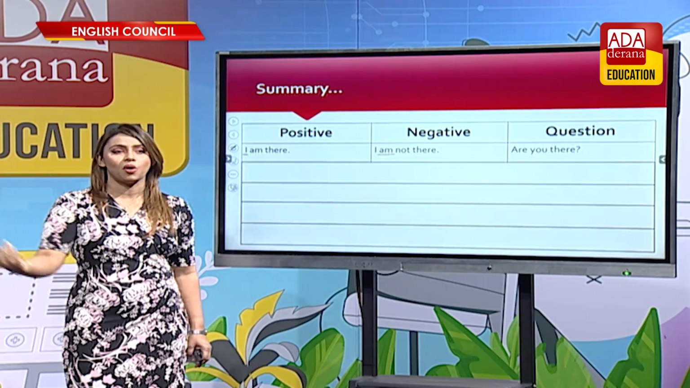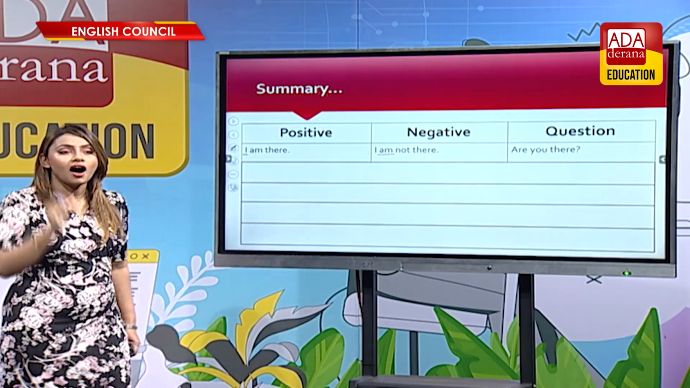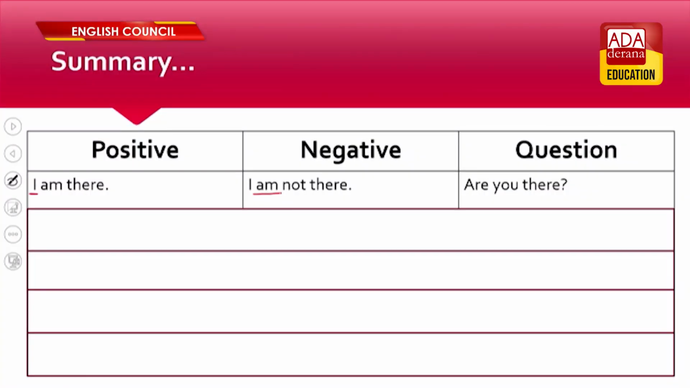Look at the screen. So I am there. How to construct the negative? You just put not. I am not there, or you can say I'm not. You can construct I'm not.